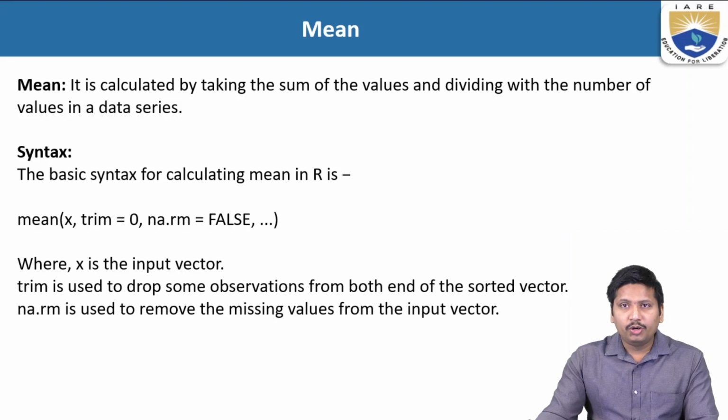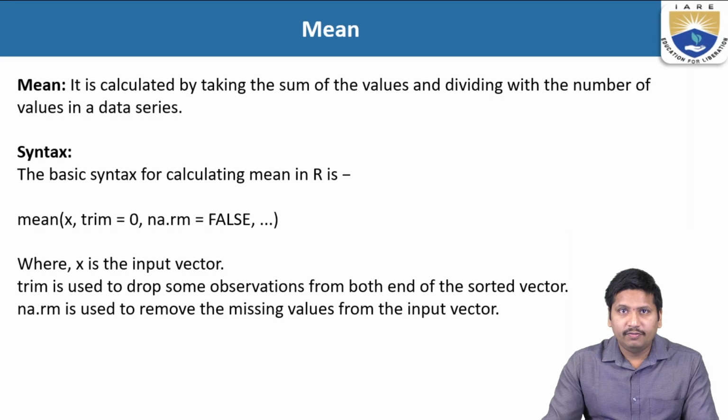Next we are going to see how to calculate mean, median and standard deviation. What should be the R function code for the implementation of mean, median, mode, and standard deviation? The mean is calculated by taking the sum of all the values and dividing by the number of values in the data series.